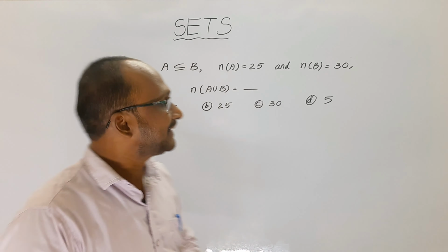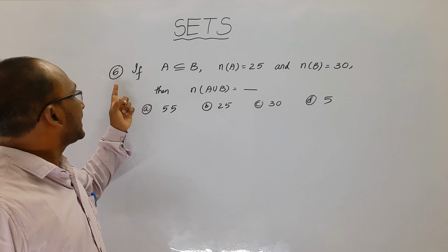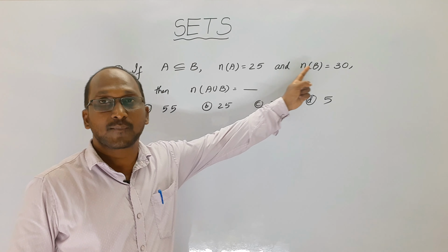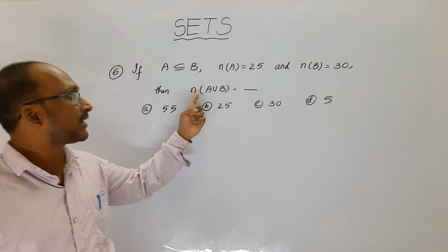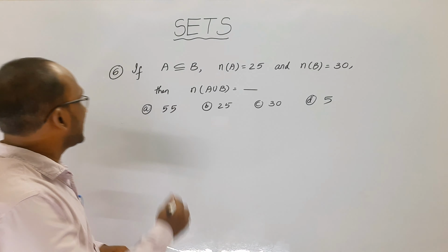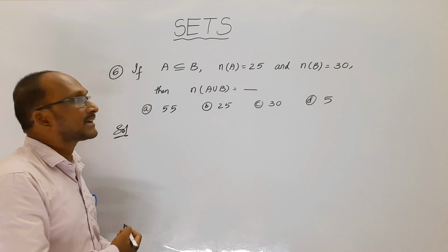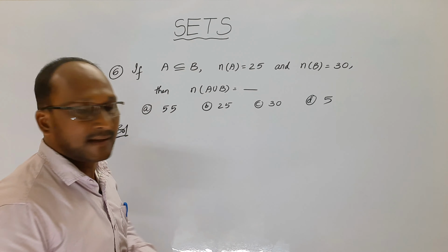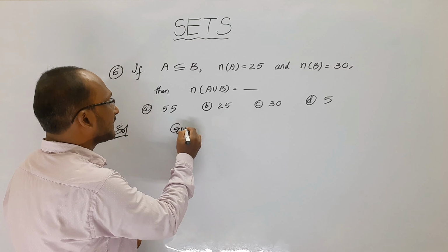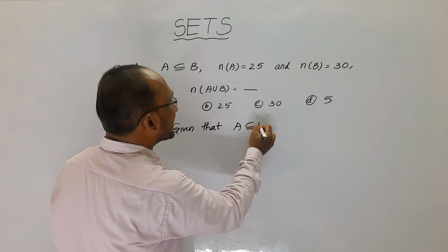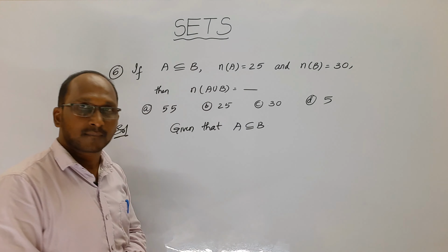Students, now let us see this problem. If A is a subset of B, n of A is equal to 25 and n of B is equal to 30, then n of A union B is? Here, in the question itself, one relation is given between the sets A and B, that is A is a subset of the set B.